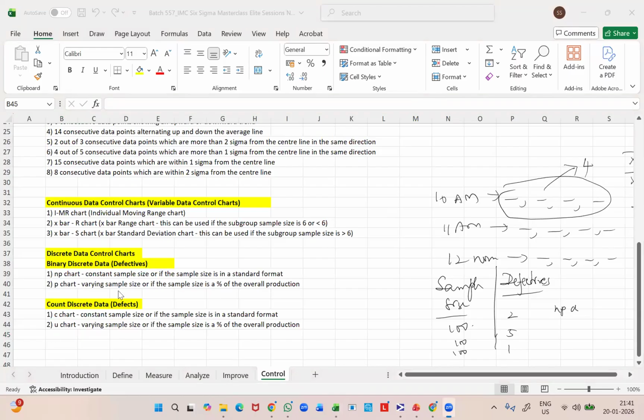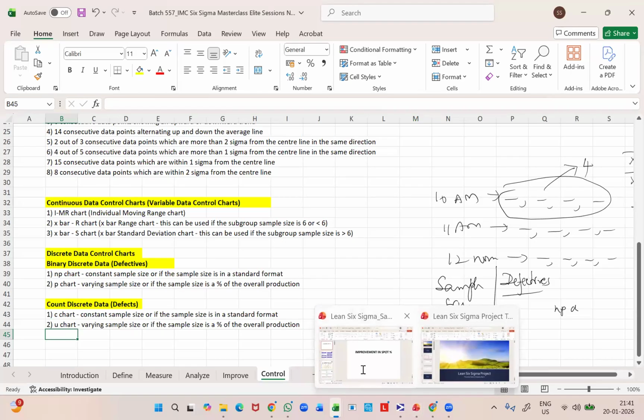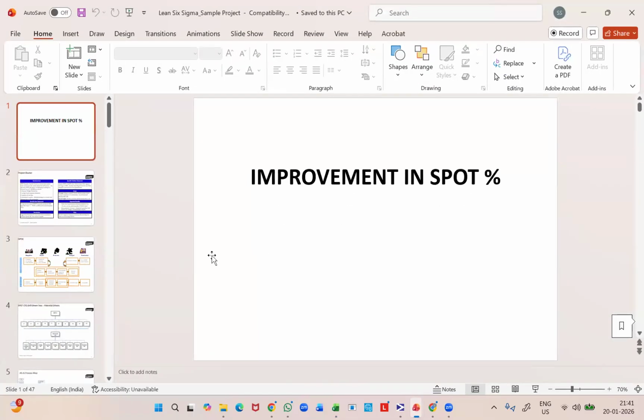Fine. So let us look at the project exercise. Let me just show you a couple of PPT presentations. As I told you on the first day, let me take you through the sample project document. This sample project document will be sent to you through email.